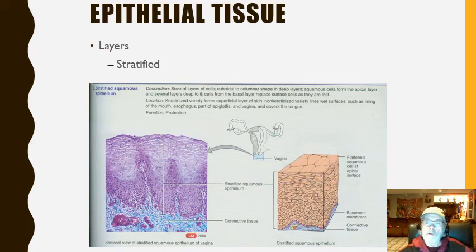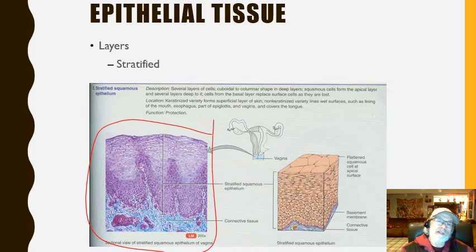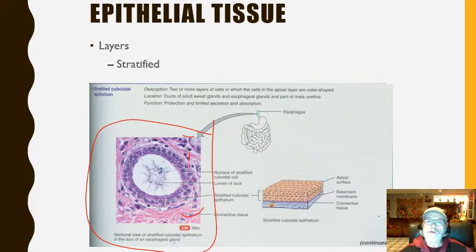Stratified means multiple layers. Okay, this over here is a picture of the skin. Basically these are the outer layers. These are the deeper layers. Actually, 5 different layers. We'll talk about that in a video PowerPoint in regards to the skin, the integumentary system. What happens is different layers, multiple layers. Because it has multiple layers, guess what? It's stratified. Stratified squamous.